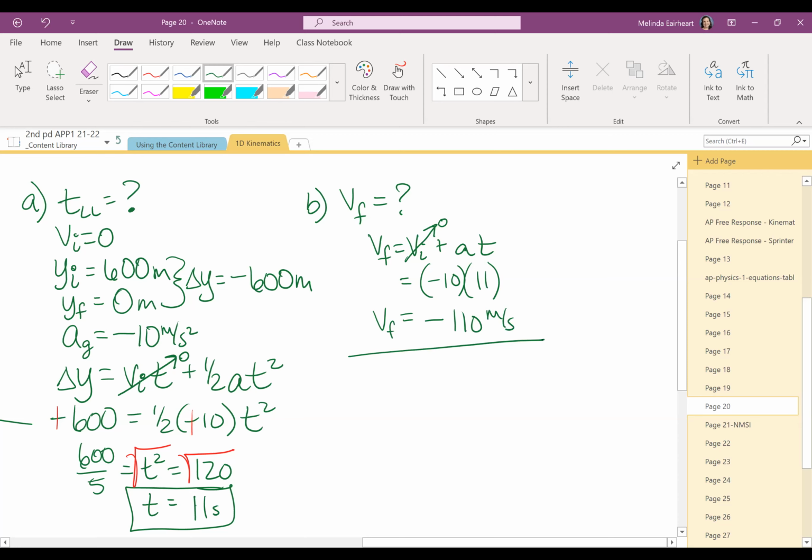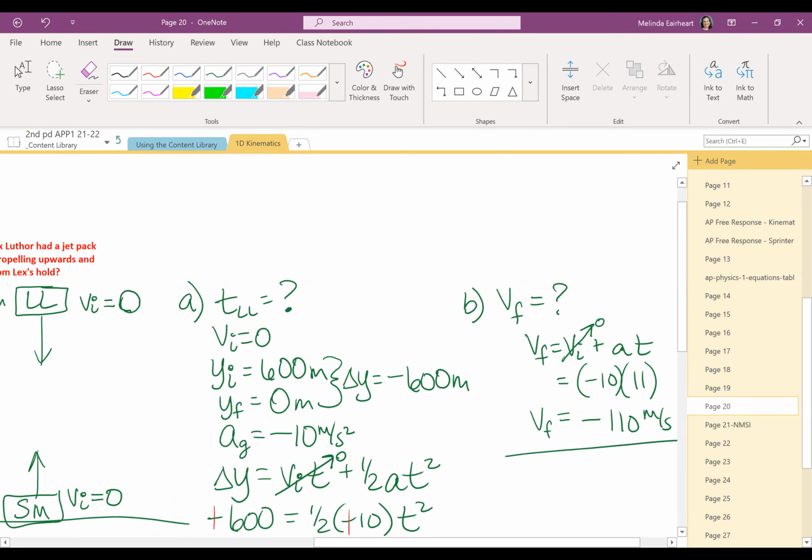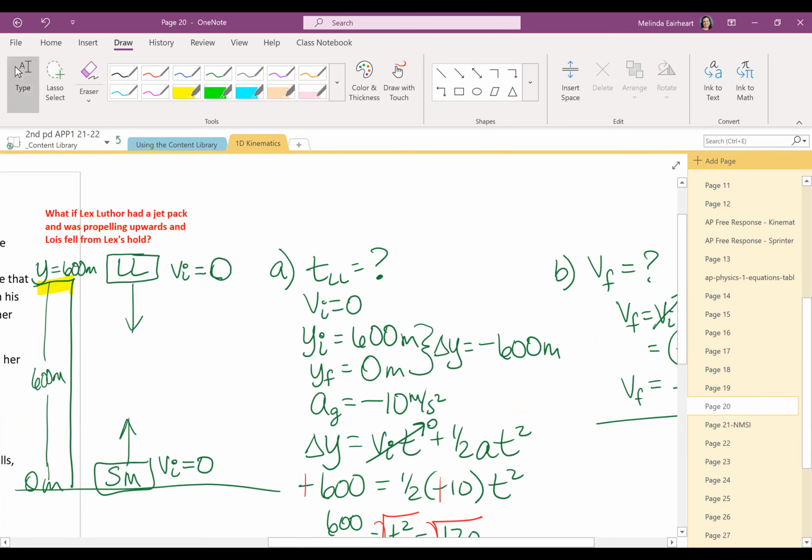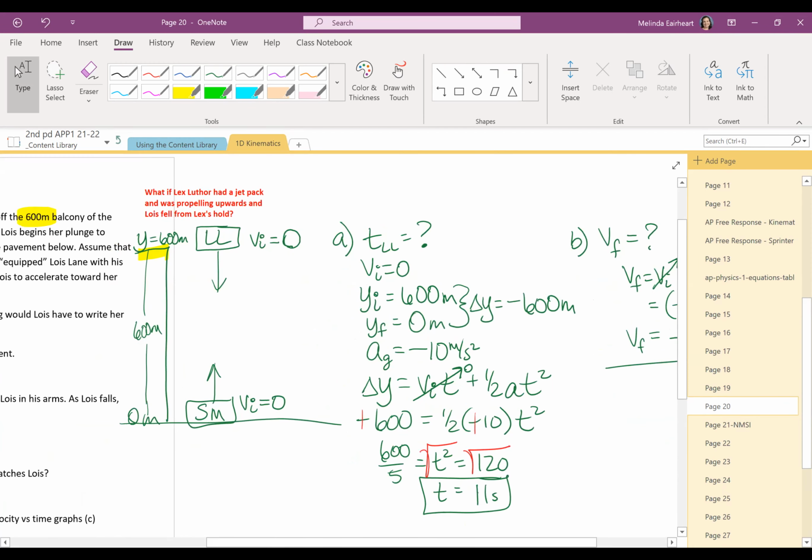But Superman would never not catch her. Oh, let's answer that question real quick. What if Lex Luthor had a jetpack and he held on to Lois? He didn't just drop her. He's got her, and he's propelling upwards, but at the end of the day, Lois still fell from Lex Luthor. Think about it for a second. What changes would we make here, if any, if Lex Luthor was going up with Lois when she fell?